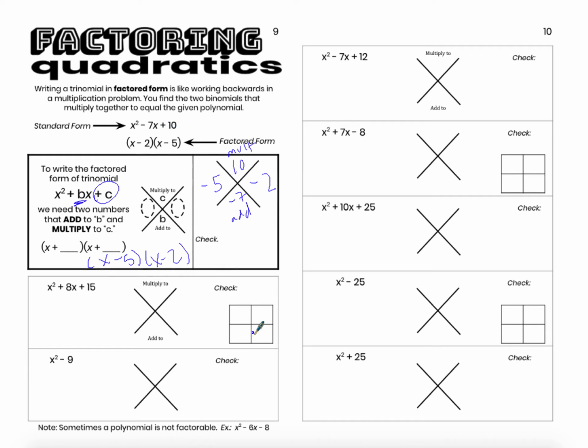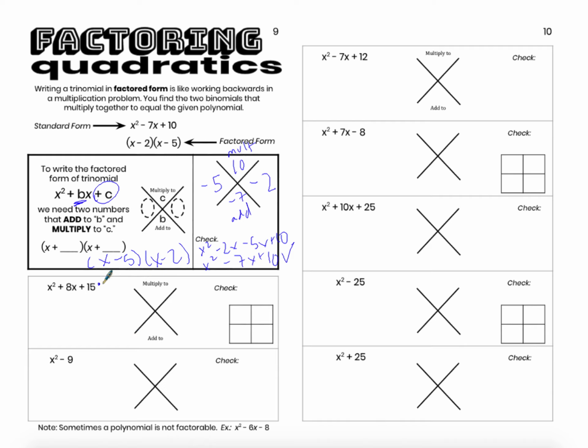When I'm asked to check, sometimes I'll use the box, sometimes I'll use the distributive property. I can use the distributive property here, x squared minus 2x minus 5x plus 10 is just x squared minus 7x plus 10, and yes, that gives me my original polynomial. So again, I can use my diamond to find the two numbers that multiply to the constant and add to the coefficient in front of the x. That allows me to write my factored form. If you can do this in your head without the diamond, that is fine.